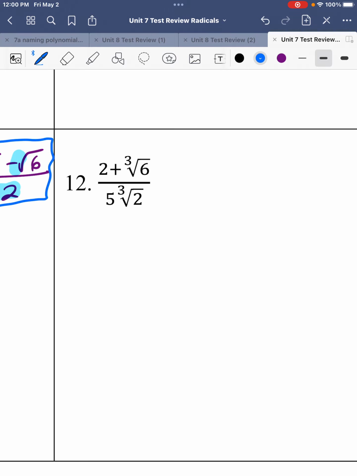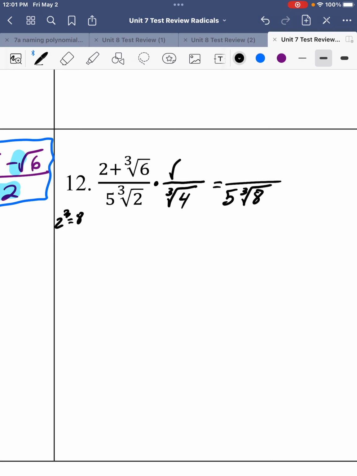All right, number 12. So this one's similar to the last one, but we got to figure out what to multiply by. It's a perfect cube, so what can we multiply perfect cube by? So 2 times what? The easy one is 8, so I multiply by 4. 2 times 4 is 8. So that's going to become cube root of 8.